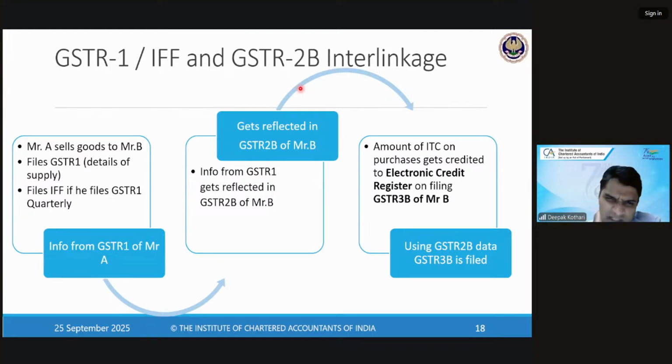So do you mean in 3B itself the claiming and utilization happen? Yes, in the 3B itself claiming and utilization happens. If Mr. B is filing GSTR 2B annually, no, he cannot file GSTR 2B annually. He will have to file the GSTR1 either monthly or quarterly.